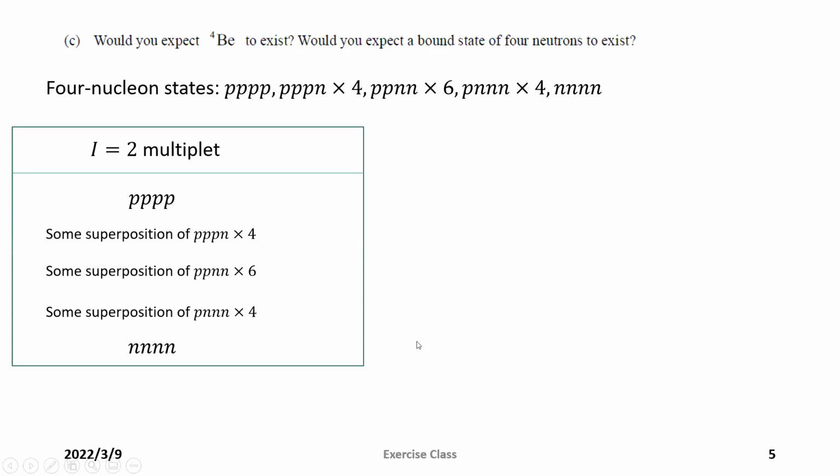So we can recombine them and form some isospin multiplets. So first we can form an I equals 2 multiplet, and it will contain 5 states, and 2 of them will be PPPP and NNNN, and in the middle we can also have some superposition of these. So it's just like in the 2 nucleons case, we have PP and NN and some PN plus NP.